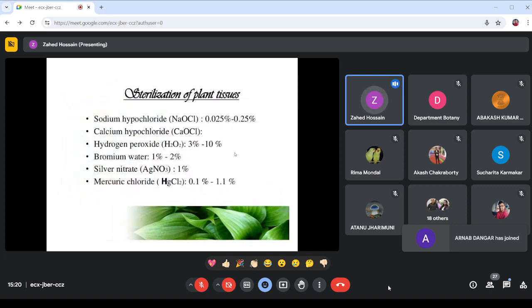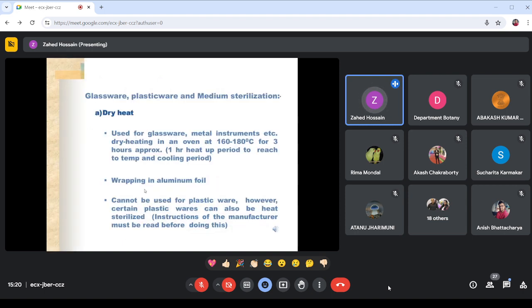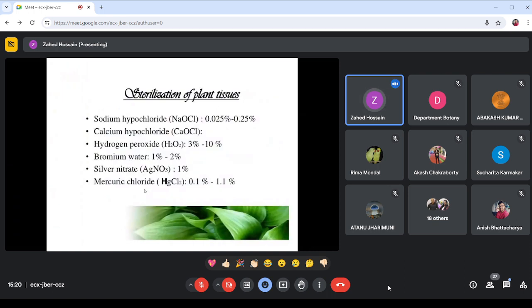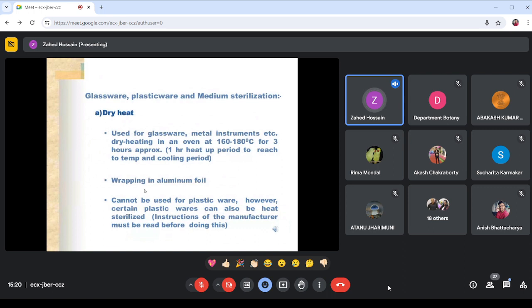These are some of the chemicals commonly used for sterilization. As I mentioned, nowadays sodium hypochlorite is being used. Previously mercury chloride was used, but it is very toxic for nature, which is why it is banned abroad. So we now use sodium hypochlorite or any other mentioned here. These chemicals are used for sterilization of the explant. But you also have to sterilize your glasswares, plasticwares, and all the media.